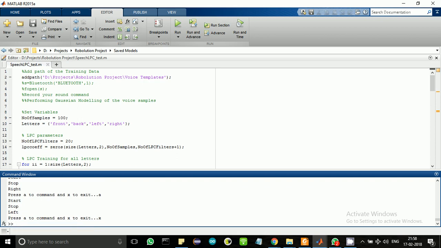So the accuracy of the program seems quite good. MFCC technique was also used, as with LPC, but the results were not that good. So LPC provides a better accuracy for the recognition or classification of human speech. Thank you.